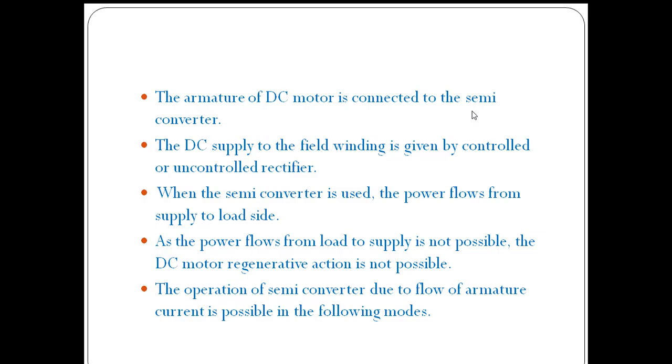The armature of the DC motor is connected to the semiconverter. The DC supply to the field winding is given by a controlled or uncontrolled rectifier. When the semiconverter is used, the power flows from supply to load side. As power flow from load to supply side is not possible, DC motor regenerative action is not possible.